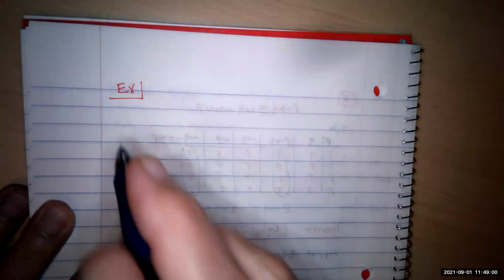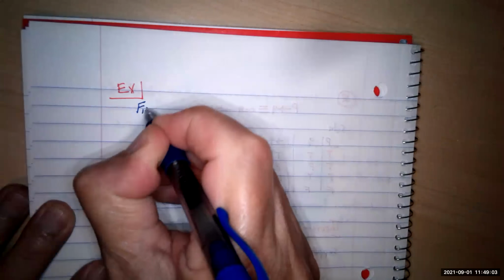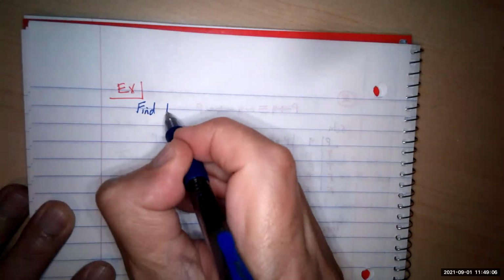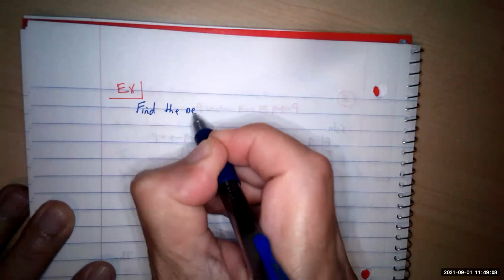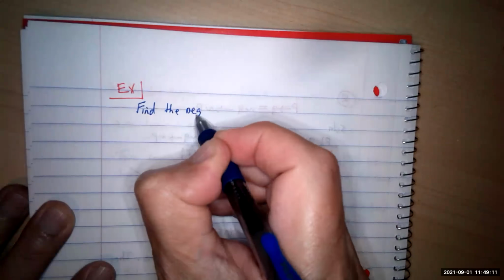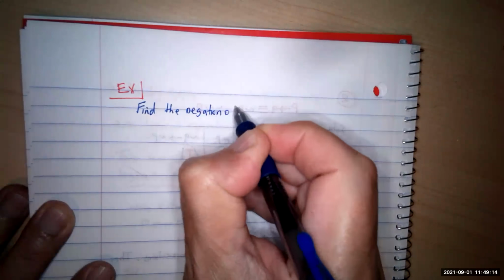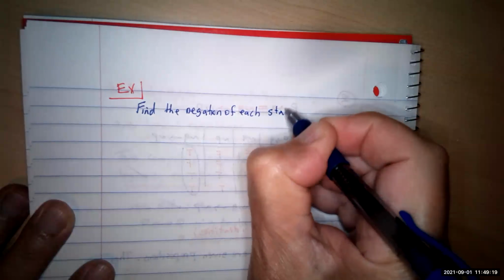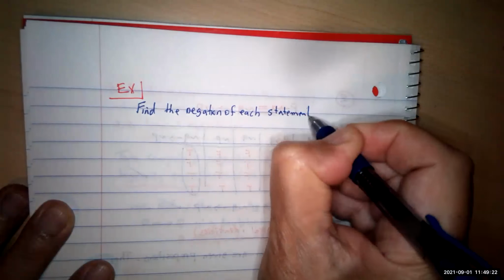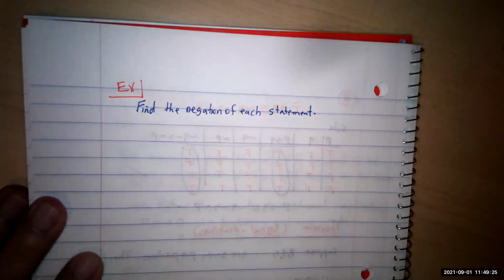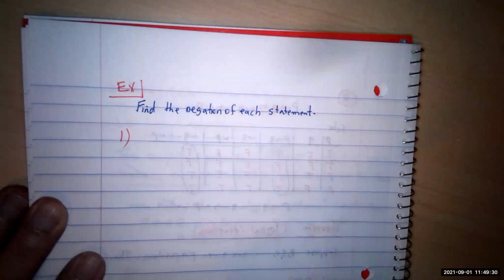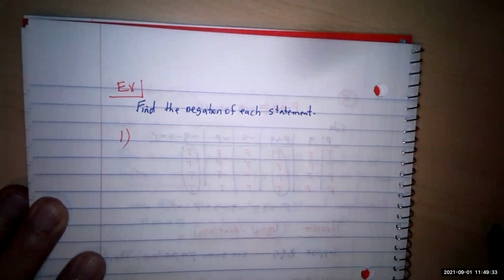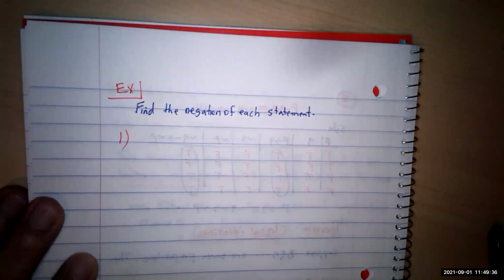Example. We want to find the negation of each statement or proposition. Okay, we go with the first one. What is the first one? It may be something in word form or just symbolic form.